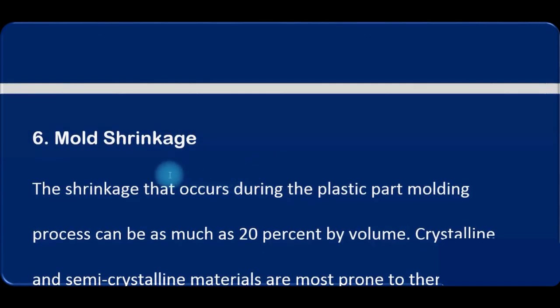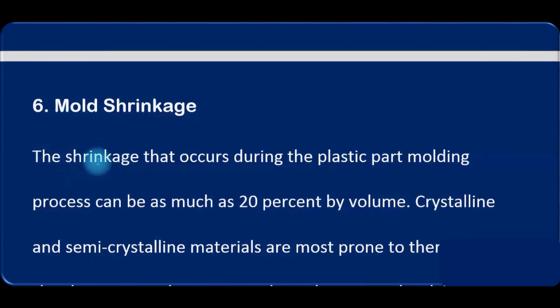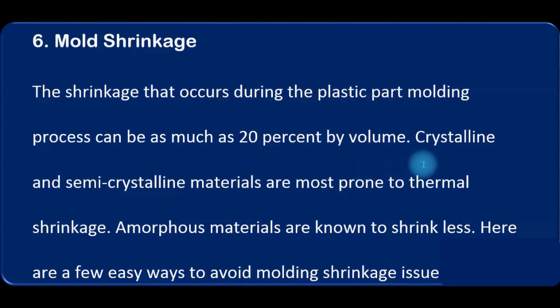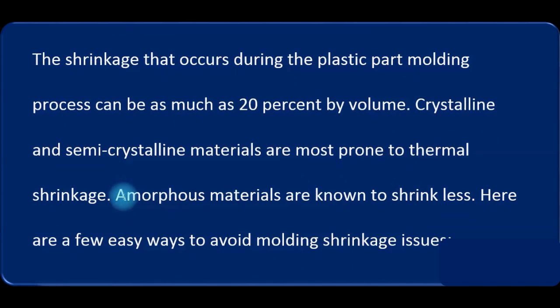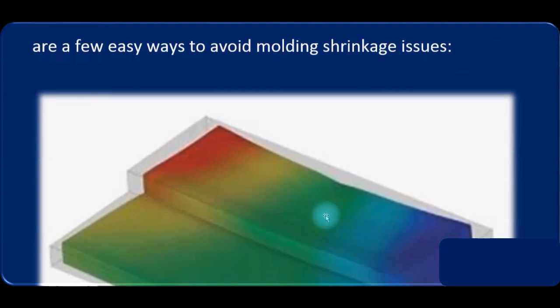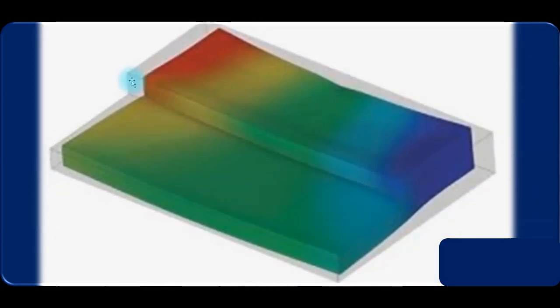Next is mold shrinkage. The shrinkage that occurs during the plastic part molding process can be as much as 20% by volume. Crystalline and semi-crystalline materials are most prone to thermal shrinkage. Amorphous materials are known to shrink less. Here are a few easy ways of avoiding molding shrinkage issues. This is the real part, and this is a shrunk part.